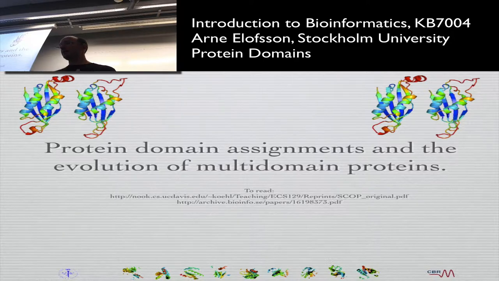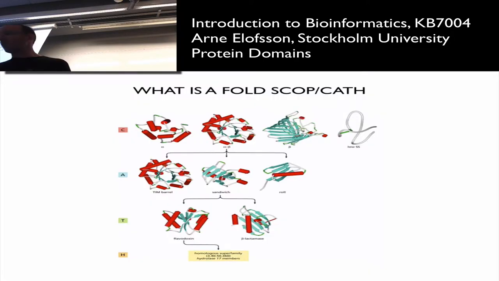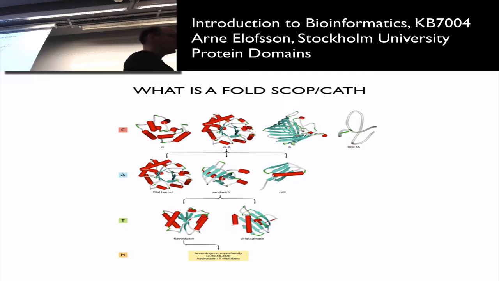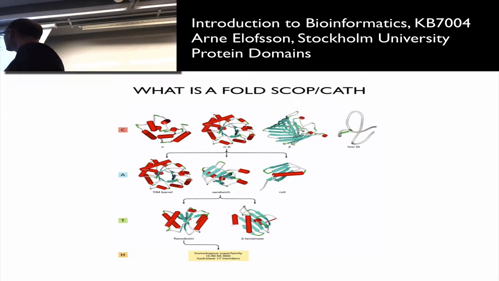So the idea, what was detected quite early, was that many proteins consist of several domains. Well, these are actually all single domains. So this is a single domain protein. And the domain is often defined in two different ways. It is either defined as a structural unit, so a part of a protein that can fold by itself. So these are compact, they hold together.